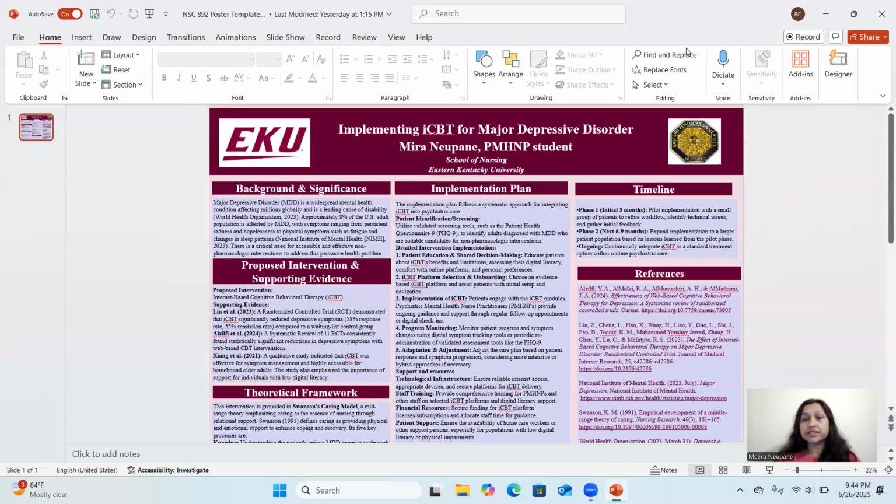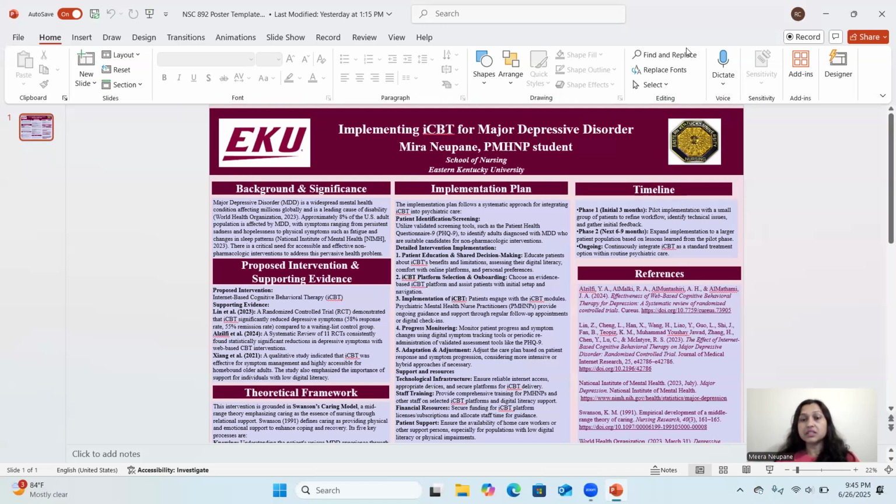Lastly, there is a timeline. I put the phases for the whole program. The first phase is the initial 3-month phase. This is where we implement our program in a small group of patients to refine workflow, identify technical issues, and gather initial feedback. According to the initial feedback, we can change our platform a little bit to improve the patient's symptoms.